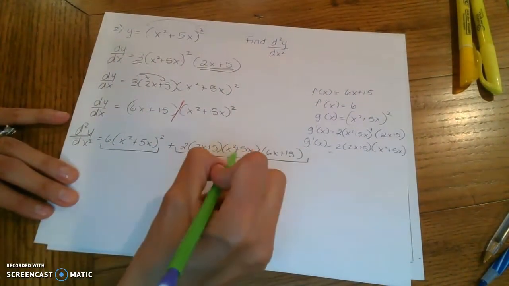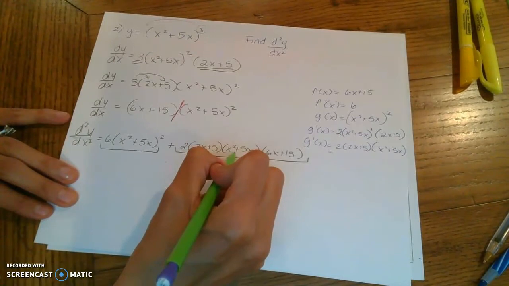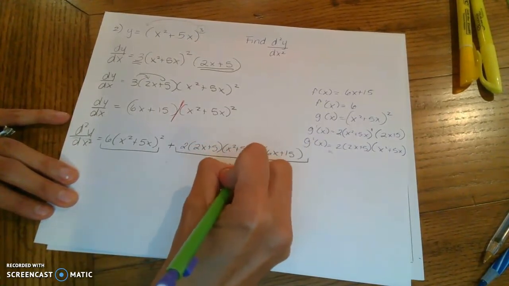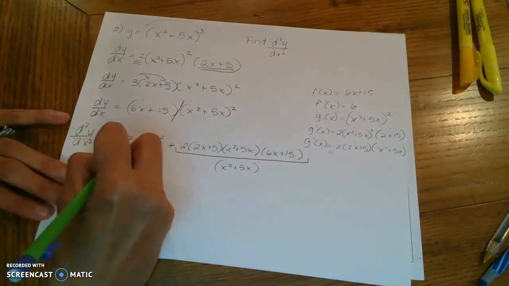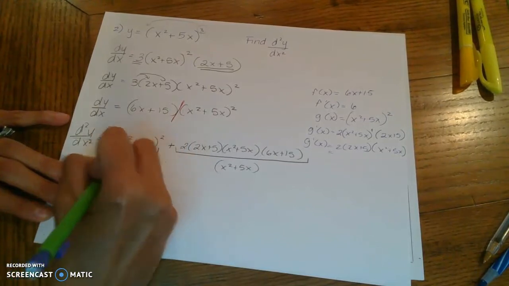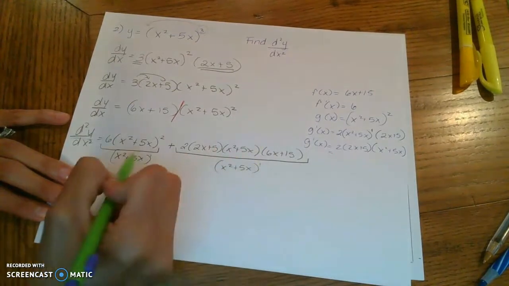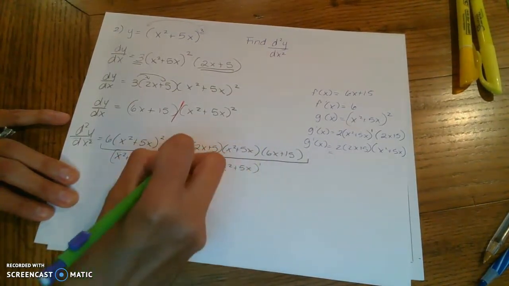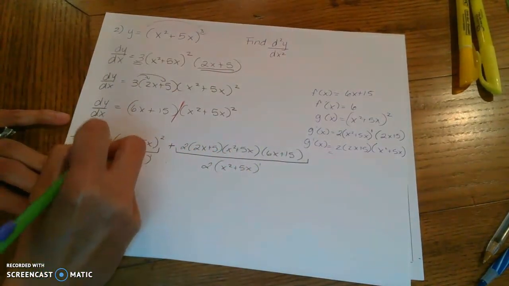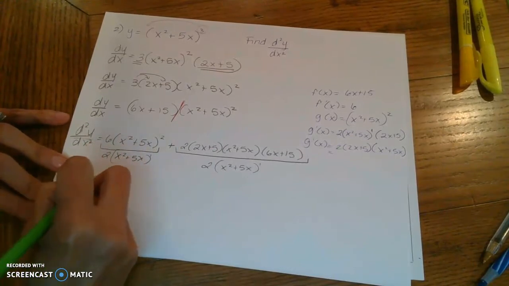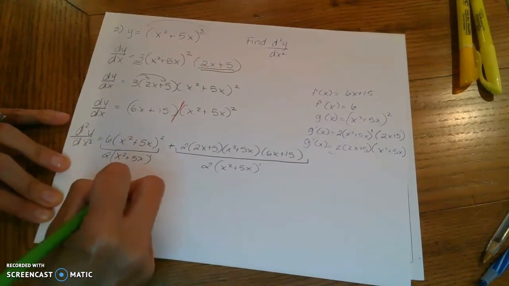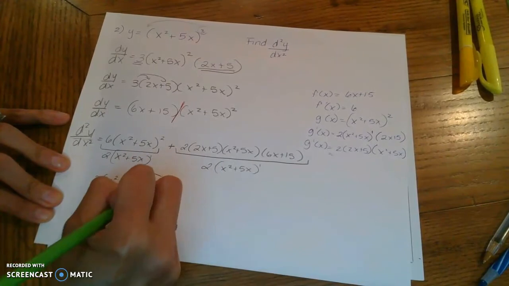And I see that I have an x squared plus 5x common to both, and I'm going to take out x to the first power because that's the smaller exponent of the 2. I'm also going to take a 2 out because the 2 divides into the 6. So 2 times x squared plus 5x, well, that's my GCF.